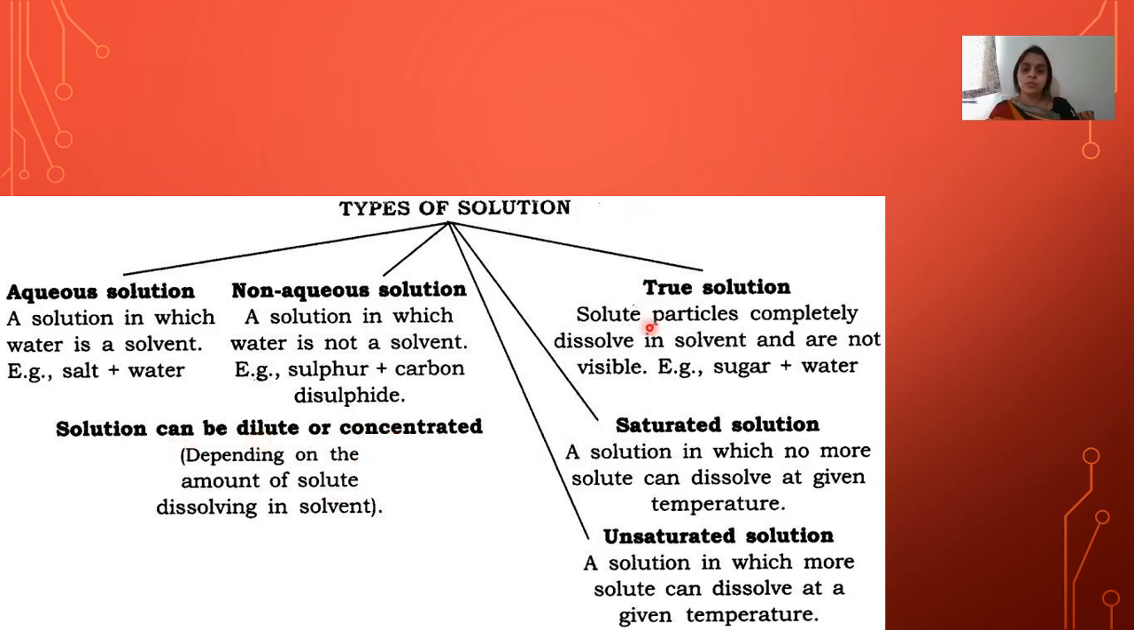What do you mean by true solution? The solute particles completely dissolve in the solvent and cannot be visible. For example, sugar in water. Saturated, a solution in which no more solute can be dissolved at a given temperature. So highlight, at a particular temperature. Unsaturated, a solution in which more solute can be dissolved at a given temperature, because temperature has an effect. When you increase the temperature, the solubility of solids can also increase.